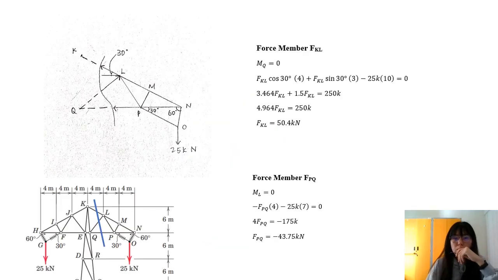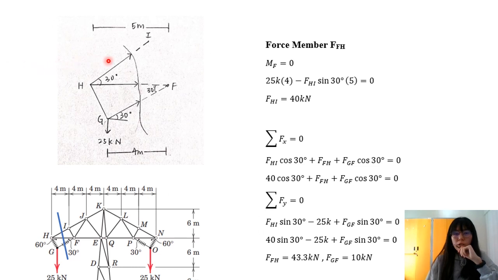So let's start with force member KL and force member PQ. First, we cut the truss at this position and draw a free body diagram of the section. By referring to this free body diagram, we found that point Q has joined two forces. So by using moment at point Q, we can eliminate these two forces and we find FKL equals 50.4 kN. While finding FPQ, we use moment at point L to eliminate these two forces and we find FPQ equals negative 43.75 kN.